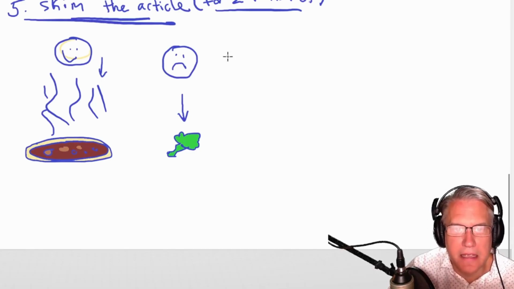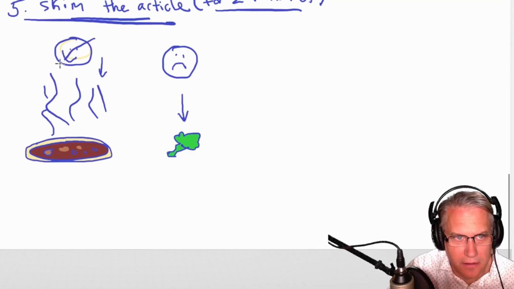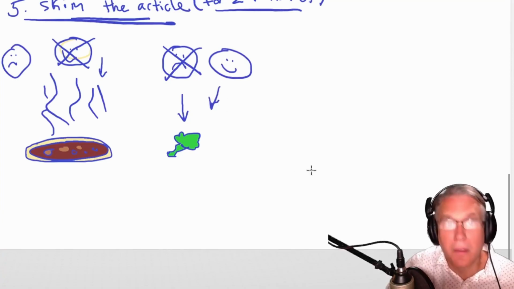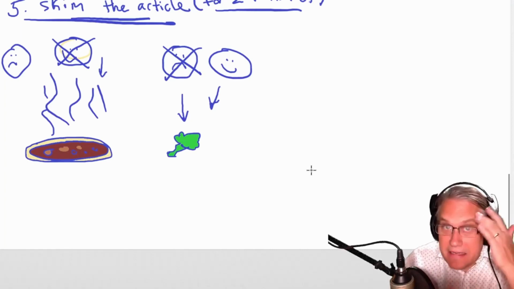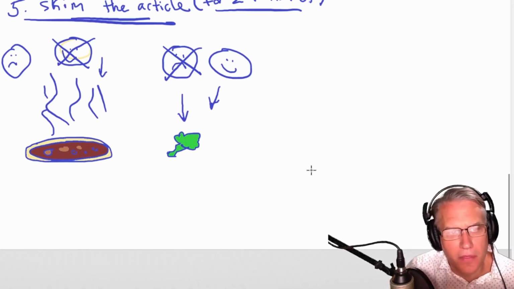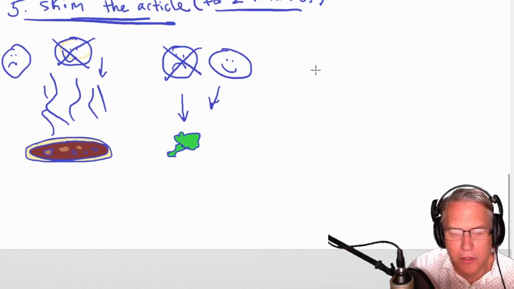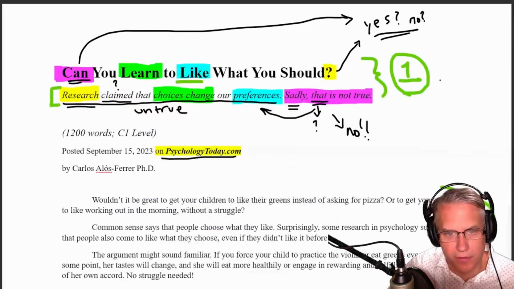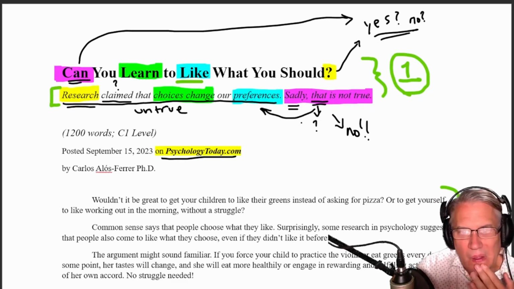So the idea is, can we change this to where we would learn to not like the pizza and like the broccoli? Okay, that's the idea that I have here from this, that we are making a change or we're learning, right? So we're making a choice to learn to move from one preference to another preference. That's the idea that I have.